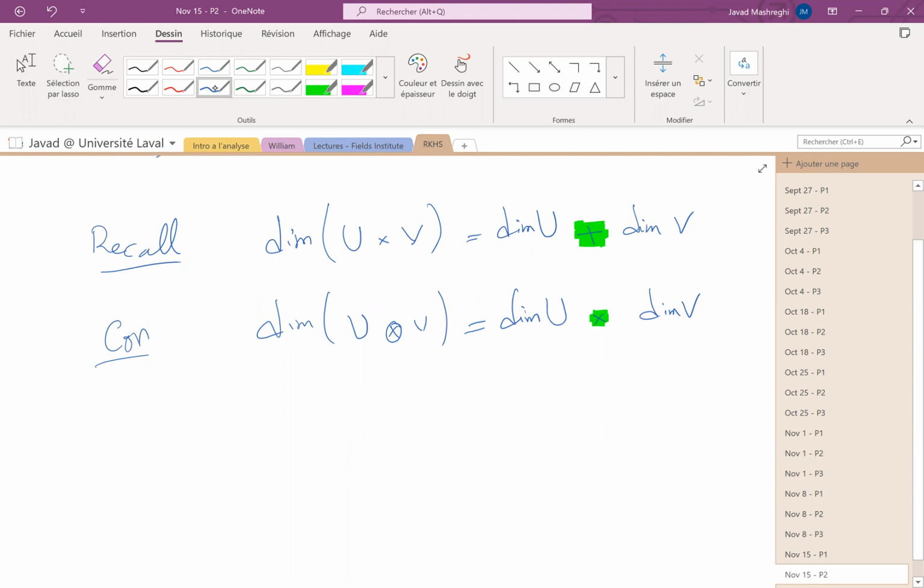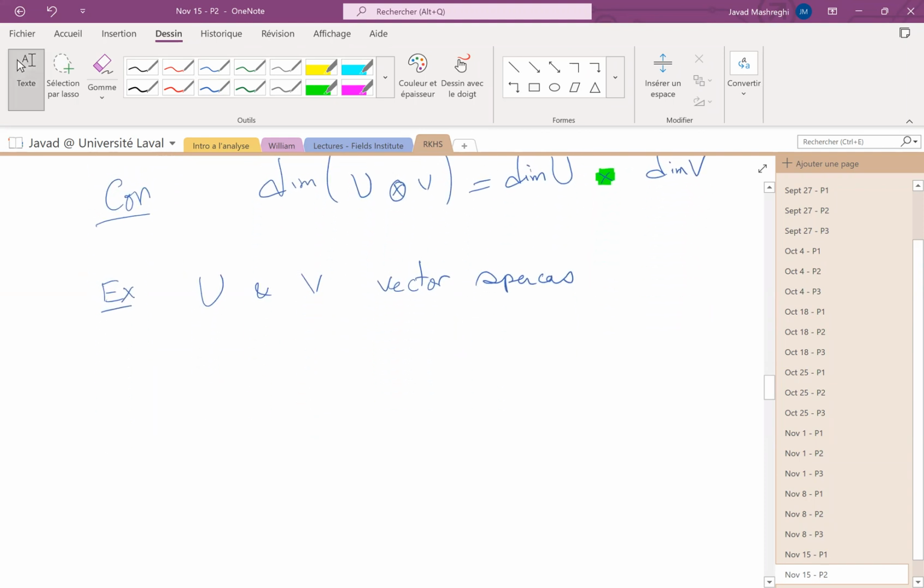Then this is done. Well, I wrote this as a corollary, but let me leave it as a simple exercise for the student. Exercise: U and V vector spaces. And we assume that the second component, V1 up to Vn, are linearly independent.